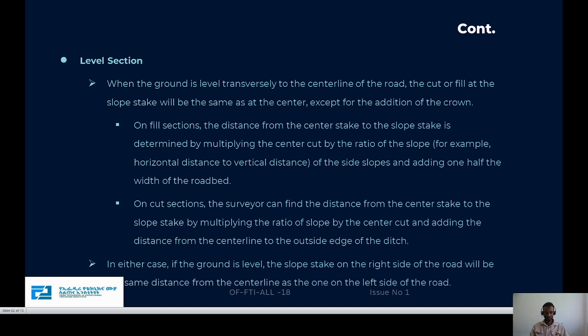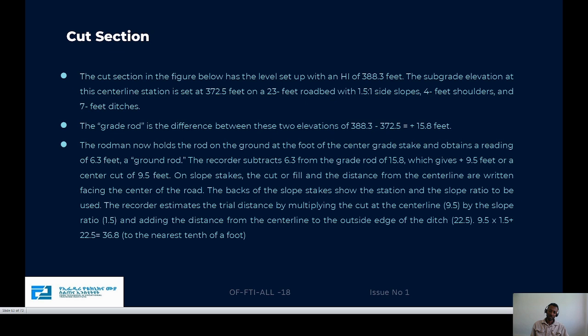On the cutting sections, the surveyor can also find the distance from the center stakes to the slope stakes by multiplying the ratio of the slope by the center cut and adding the distance from the center line to the outer side edge of the ditch. So for example, we see the calculation part. In cutting sections the ground to grade road will be positive, so the cutting sections will be below.